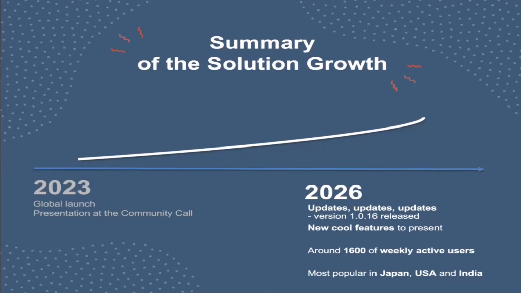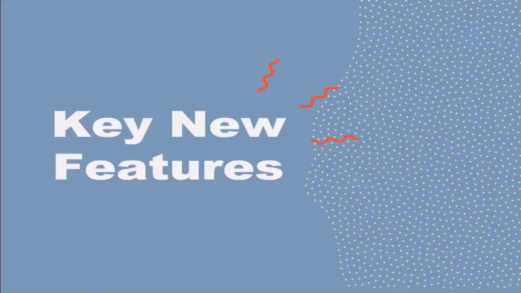So, a quick summary about the tool. The Power Automate Action Browser extension was originally created in 2023. In the same year, I presented the initial idea during the community call, which helped introduce the concept to a wider audience. Since then, the extension has grown steadily. Today, version 1.0.16 is released, and we have around 1,600 weekly active users. The extension is most popular in Japan, the US, and India, which shows how widely it's adopted across different regions.